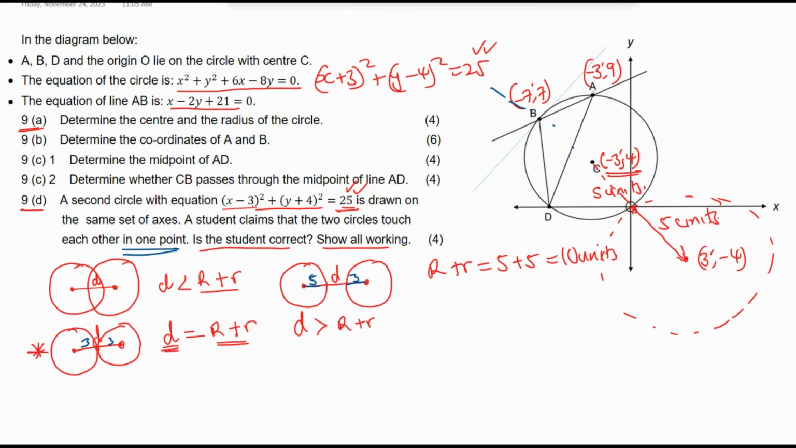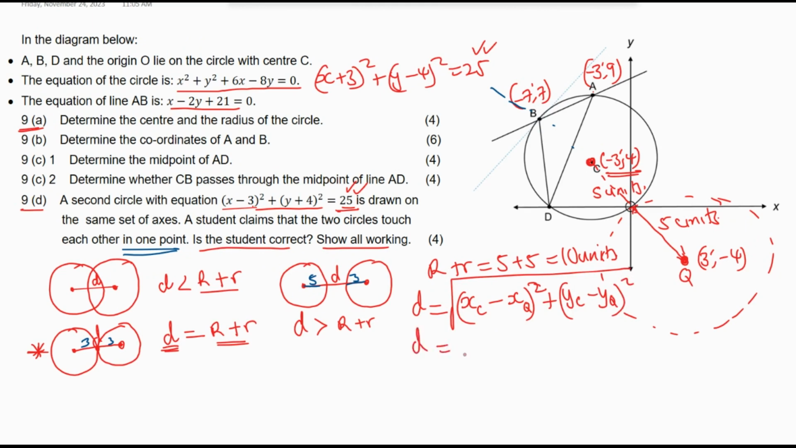Now we want to find out if the distance between the centers is going to be 10 units or not. Let's check. We're going to use the distance formula. Let's use the distance formula. So D is equal to the square root of (x at C minus x at, let's call this point Q, x at Q) squared plus (y at C minus y at Q) squared.